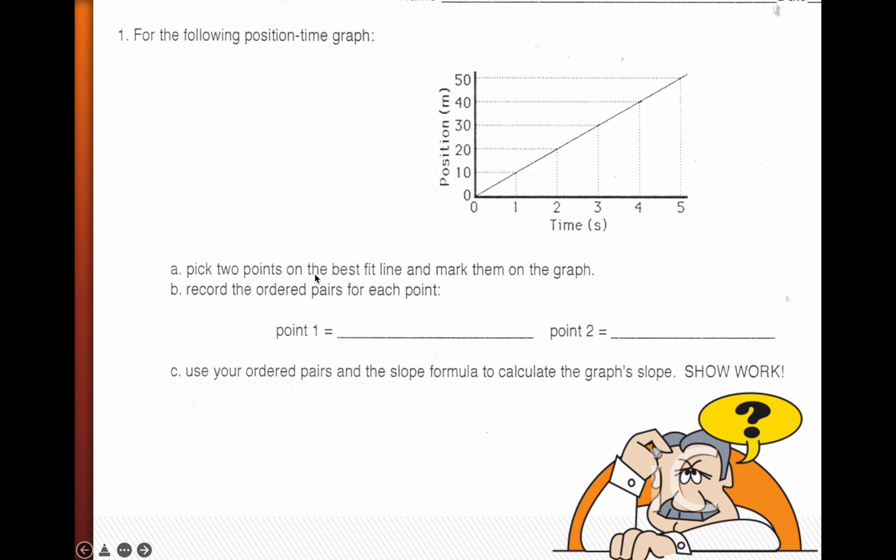Pick 2 points on the line of best fit, mark them on the graph. Doesn't matter exactly where they are. This is just making sure you know how to do this. But once again, the slope is the change in y values divided by the change in x values. In this particular case, it's going to be 40 minus 20 meters over 4 minus 2 seconds. That's going to be a positive 10 meters per second.